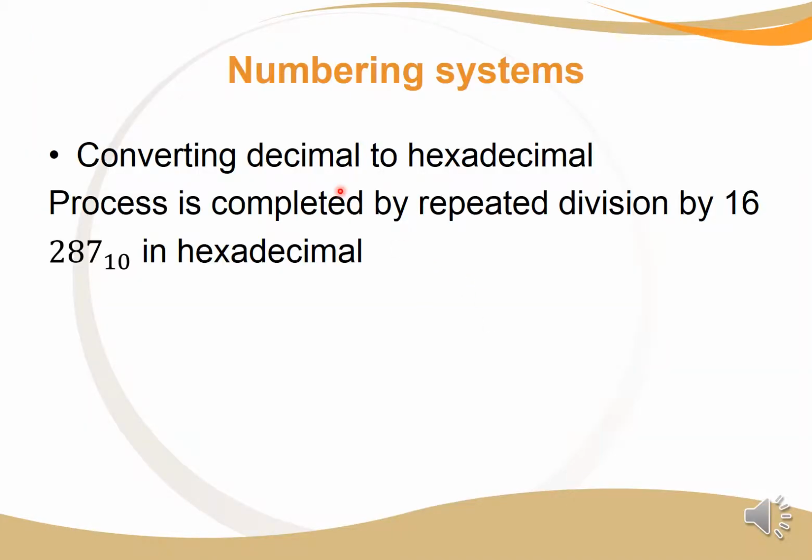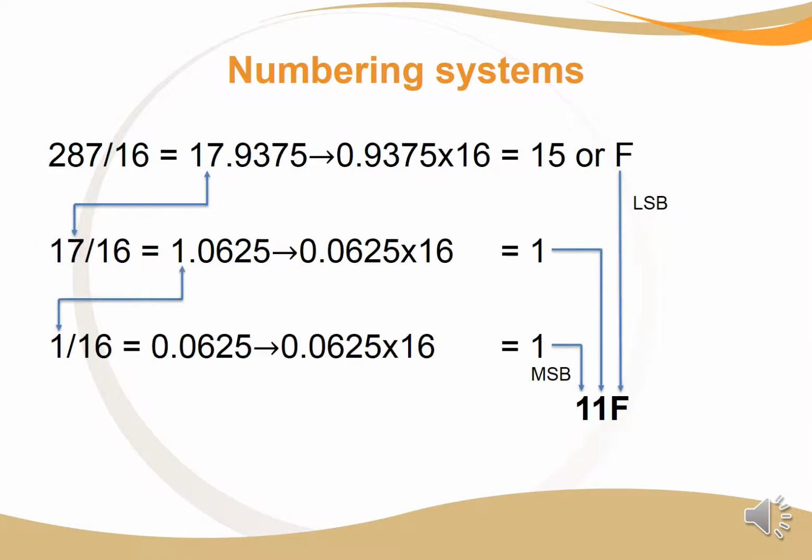So converting a decimal to hexadecimal process is completed by repeating division by 16, because we have a base of 16 numbers. So let's take 287 in decimal, in hexadecimal. 287 divided by 16 is 17. 17 goes there, and then we take the remainder, which is 0.9375 times 16. We get 15, or F. Remember, 15 is decimal, and F is in hexadecimal. So 17 goes down here.